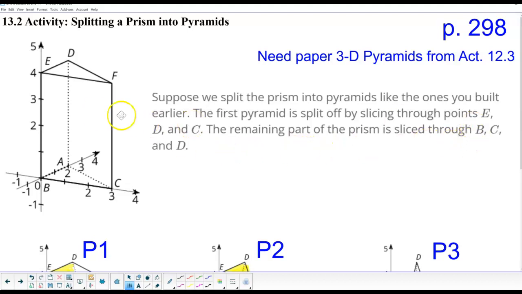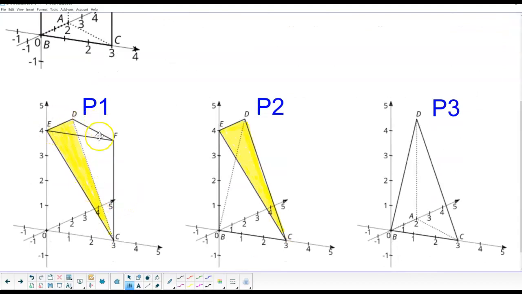Well, you already have it here, but if I was to take the first pyramid by splitting off or slicing through the points E, D, and C. So imagine a three-dimensional plane slicing that off, that would give you this first triangular pyramid, P1. And then if we did the same thing and sliced the other pieces that were left over, we'd end up with the shapes P2 and P3.